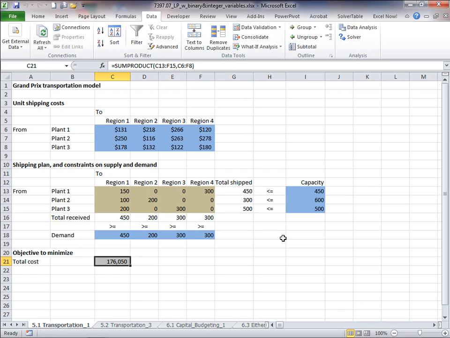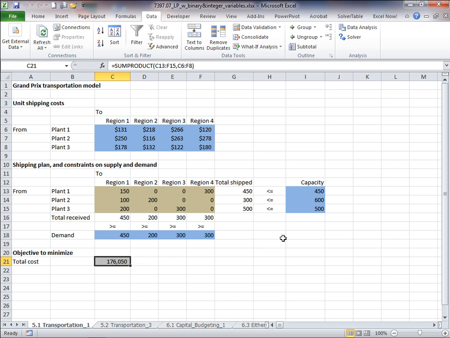Is that what you got? How about that? We solved it without Solver and got the same answer as with Solver. Will this always be the case? Just so happened it was this time. Could we get another solution that also came out to 176,050? Well, the answer is yes.